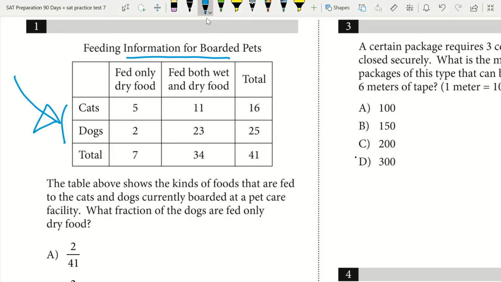So let's take a look at question 1 from SAT Practice Test 7 to illustrate my tips and tricks with two-way tables. A lot of it is just marking up the two-way table to make sure you're not making a mistake, such as doing rows when you should be doing columns, or not doing the total. So let's go ahead and take a look at this question.